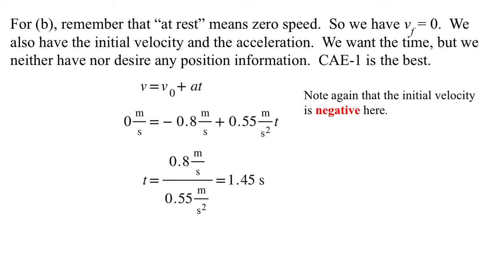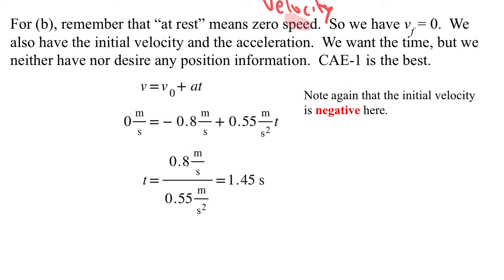For part B, we want to remember that at rest means 0 speed. Actually, that's a little bit wrong. It means 0 velocity. It's a little stronger than 0 speed. Also, 0 speed and 0 velocity will happen at the same times. So we have Vf equals 0.